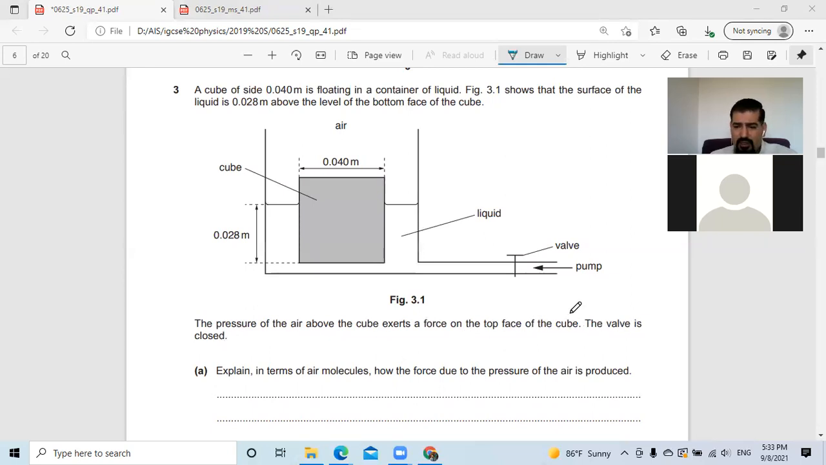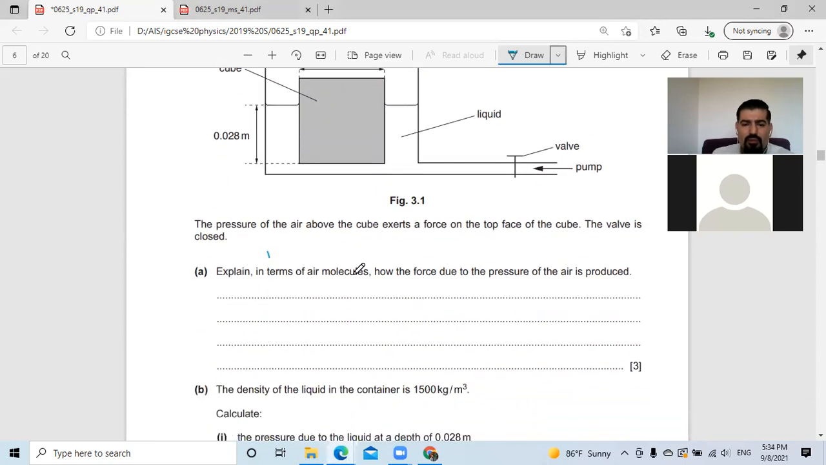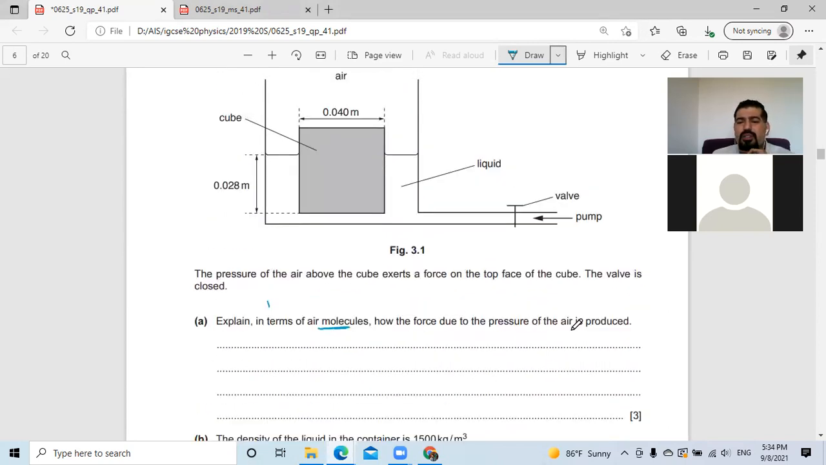The valve is closed. Explain in terms of air molecules how the force due to the pressure of air is produced. Now we know that air molecules keep moving randomly, like this. Why? Brownian motion. They keep hitting each other. As they keep hitting each other and keep hitting the top surface, they hit and bounce and change their momentum. As they change their momentum, they cause impulse and a force that spreads out on the whole area.